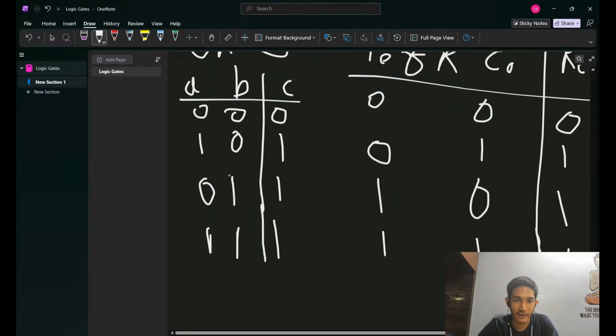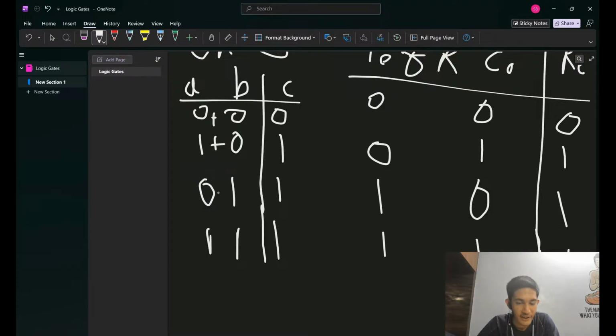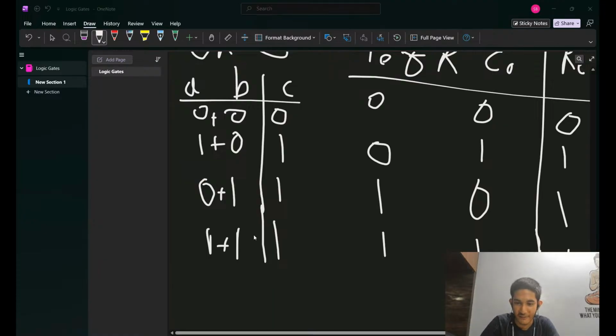But here, an OR is very similar to addition because 0 plus 0 is 0, 1 plus 0 is 1, 0 plus 1 is 1. But now we step away from maths and enter Boolean algebra because 1 plus 1 is not 2, it's 1. Basically, we're checking if two things are true, is the output also true? In an OR gate, that will be yes, it is also true.